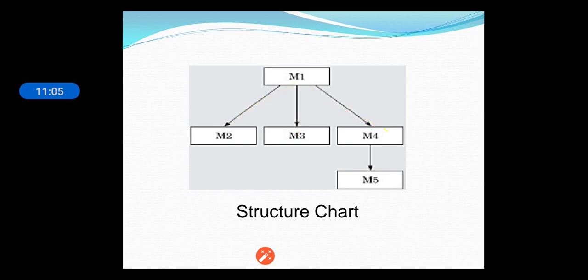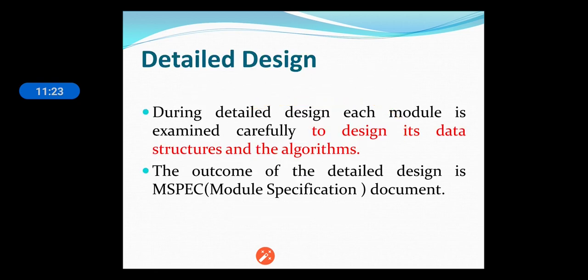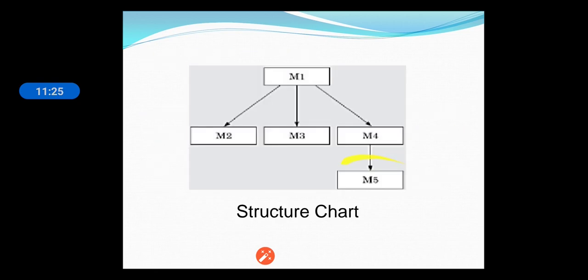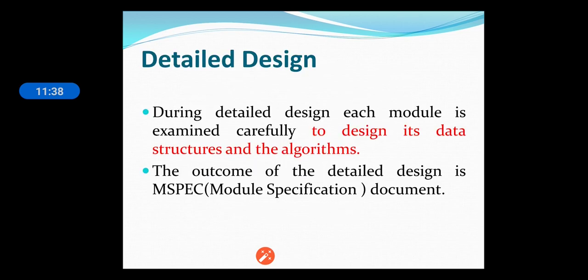Here module 1 is controlling module 2, module 3 and module 4, and in the same way module 4 is controlling module 5. So it's something similar to the parent-child relationship. This is the parent and these are the children of M1, and for M4, M5 is the child and M4 is the parent. In this manner we can represent the various modules and the control relationship among those modules using the structure chart.